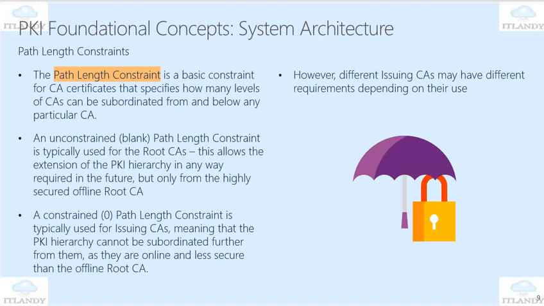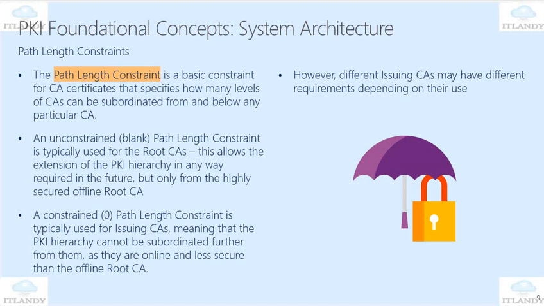We're still under the concept. Now, the path length constraint. I've highlighted the path length constraint for you so we know which terminologies are critical when it comes to CA. It's a basic constraint for a CA certificate that specifies how many levels of CA can be subordinate from and below any CA required.